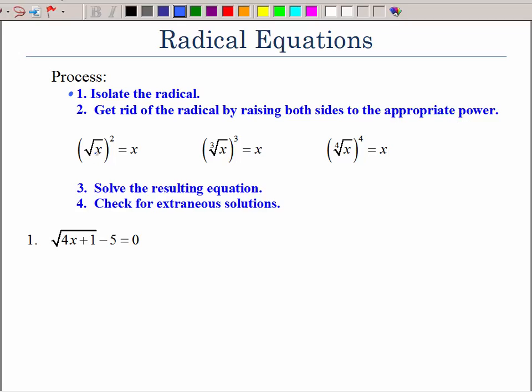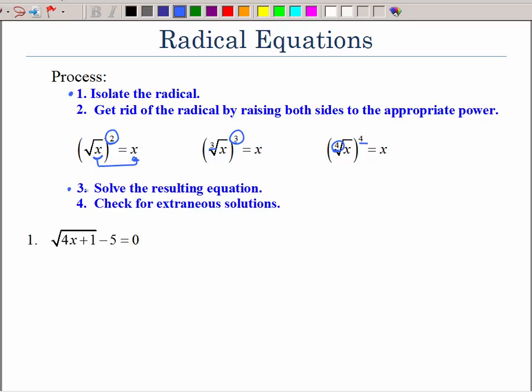And so if we have a square root, we're going to square it. A cube root, we're going to cube it. Fourth root, we're going to raise it to the fourth power, and so forth, because those are inverse operations. They undo one another, and it would get rid of that radical and give us just what's underneath the radical. Then we're going to solve that resulting equation.